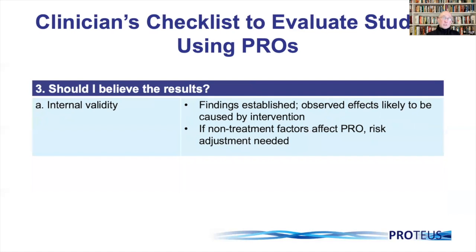The third item is, should I believe the results? Was there internal validity to the studies? Are the findings established and believable? Is it likely that the observed effects were caused by the intervention? If there were other non-treatment factors that might be likely to affect the PRO outcomes, was there an adequate risk adjustment strategy to control or adjust for those variables?